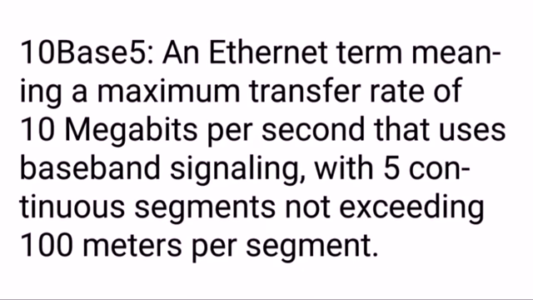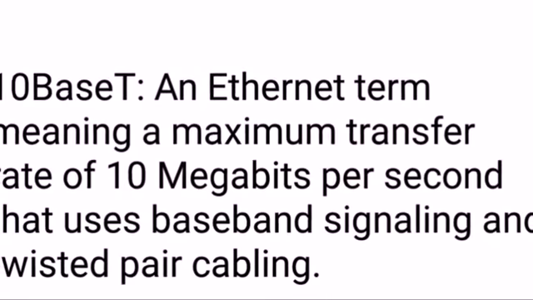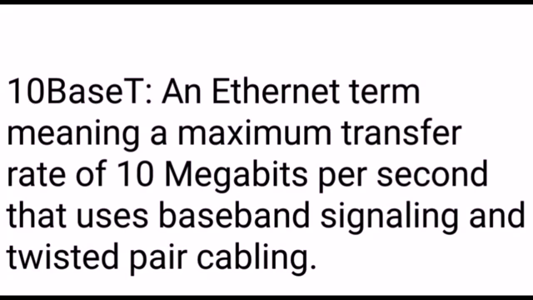10-base-5, an Ethernet term meaning a maximum transfer rate of 10 megabits per second that uses baseband signaling with 5 contiguous segments not exceeding 100 meters per segment. 10-base-T, an Ethernet term meaning a maximum transfer rate of 10 megabits per second that uses baseband signaling and twisted pair cabling.